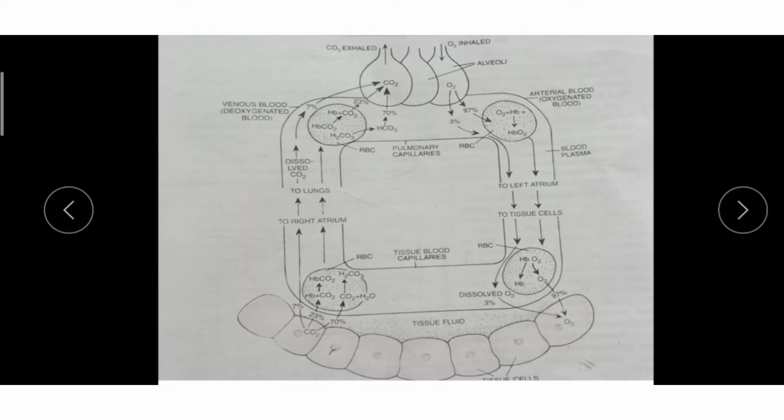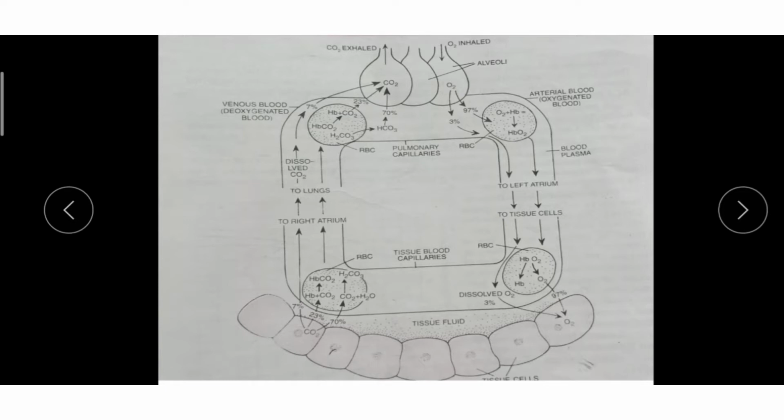First, it is transported as dissolved gas, and it is also transported as oxyhemoglobin. First, as dissolved gas. About 3% of oxygen in the blood is dissolved in plasma. Here you can see it is transported through blood plasma in gas state, which carries oxygen to the body cells. And as oxyhemoglobin, about 97% of oxygen is carried in combination with hemoglobin of the erythrocytes.